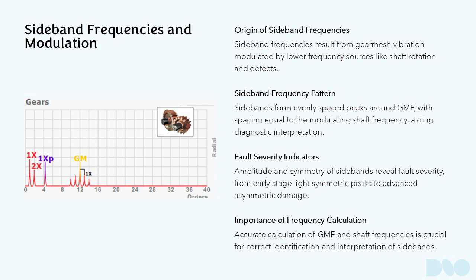For example, sidebands spaced at input shaft frequency around GMF often indicate input gear defects or eccentricity. The relative amplitude and symmetry of sidebands provide insight into fault severity and location. Light, symmetric sidebands may indicate early-stage defects, while strong, asymmetric sidebands often signal advanced damage. Proper identification and interpretation of sidebands require accurate calculation of both GMF and shaft frequencies.